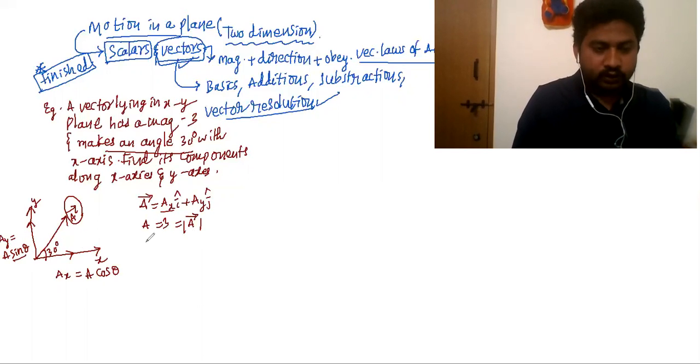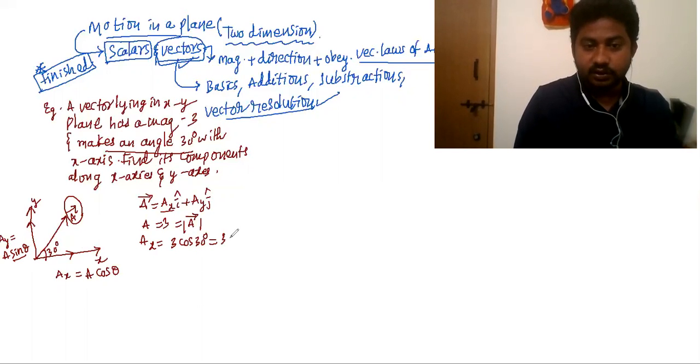So simple. What is Ax? My dear students, A is 3 into cos 30 degrees. So Ax is 3 into cos 30 degrees, which is root 3 by 2. So what is Ay? Ay is A sin theta, A sin 30 degrees. So what is sin 30?